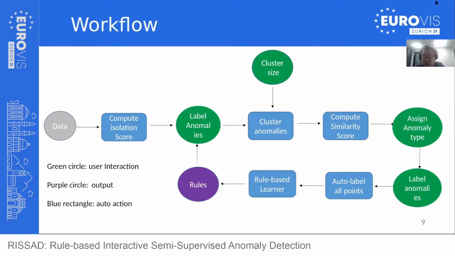Then the similarity scores are computed for each point to add to each anomaly cluster. Based on this information, the user can label more points and the system can auto-label the rest of the points. At last, they are fed into a rule-based learner like a decision tree to output rules. After that, the user can further refine the rules by labeling more points or overriding the previous ones by checking the learned rules. This creates a feedback loop for the user to constantly refine the rules as they deem necessary.